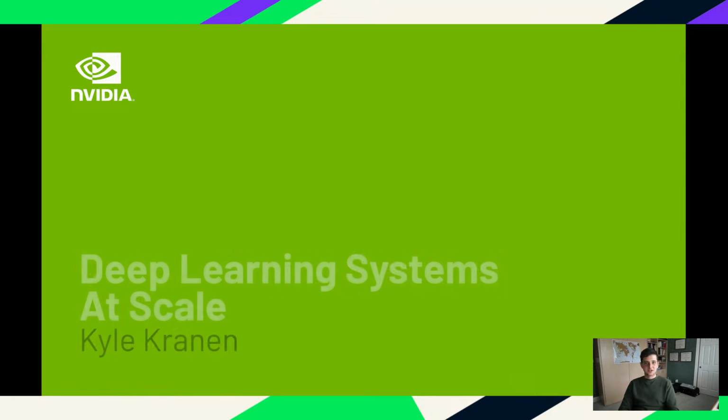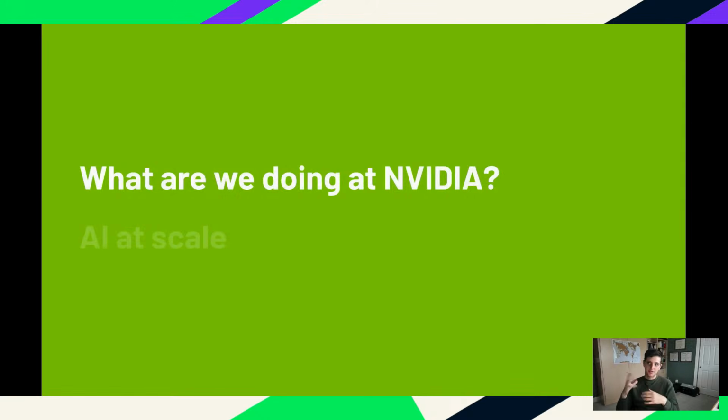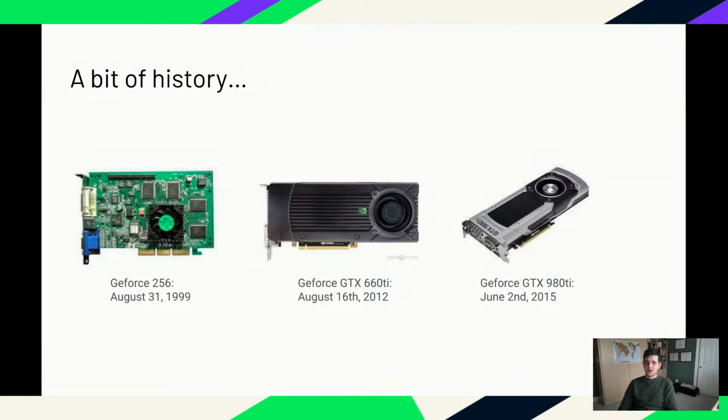I always love to start with a little bit of history and talk a little bit about what we're doing at NVIDIA to contextualize the discussion further on in the presentation. We had our first set of GPUs in 1999 with the GeForce 256. We were a gaming company at the time. We were doing a bunch of rendering. We built more and more GPUs, culminating in probably one of the most famous gaming GPUs of all time, the GTX 980 Ti.